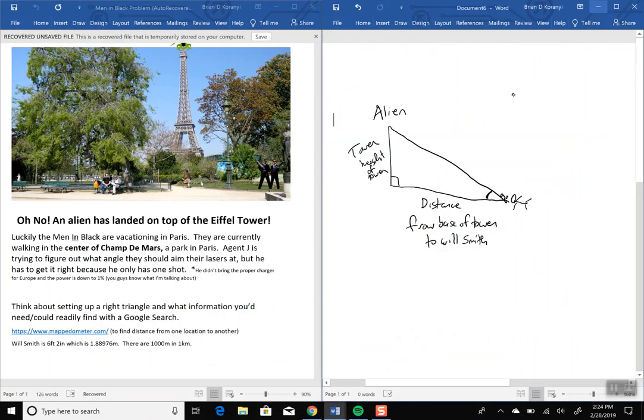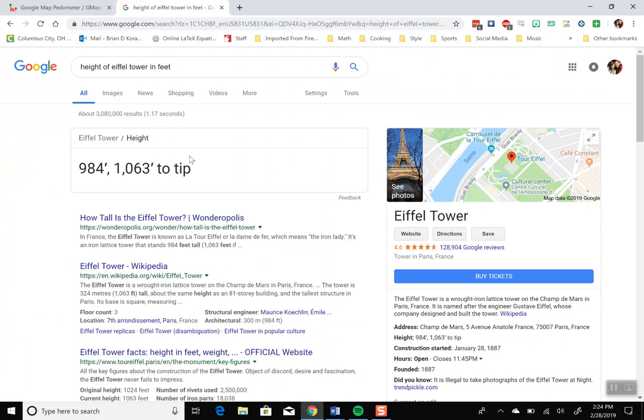So I can think of my triangle. This is 1,063, and I'm going to make sure to be careful with my units. It wouldn't make sense to try to figure out the hypotenuse, the distance from where Will Smith is to the alien, because there's no way I would really be able to know that off the top of my head, or do a quick Google search for that. For the distance between those two points, the base of the tower, and we're assuming the center of the park, I'm going to have to use Google pedometer to find that distance.